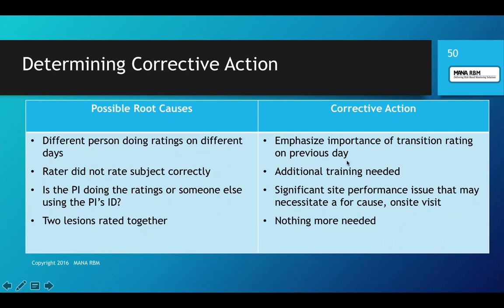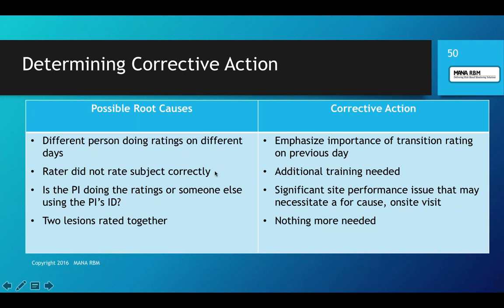Oh, I'm sorry. Let me just walk through, go to both sides, because I think it's a little bit helpful. So let's just say it was a different person doing the rating on different days. Then the corrective action could be emphasizing the importance of that transition rating on a previous day. And you could check that. So you could implement this training for this one as you need to. And then you could very easily say that I'm now going to check that by looking at the rater's initials if you have that in your CRF so that you can check that.